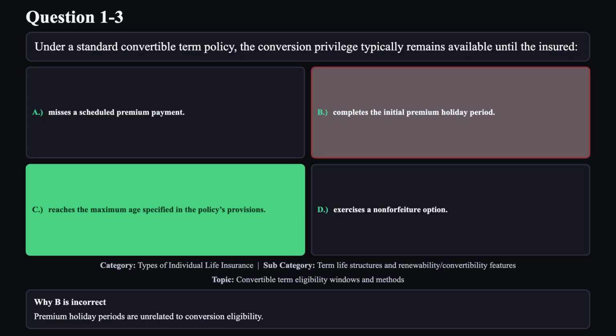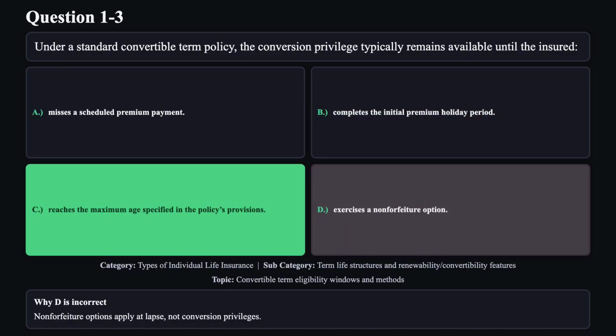Reason B is not correct. Premium holiday periods are unrelated to conversion eligibility. Reason D is not correct. Non-forfeiture options apply at lapse, not conversion privileges.